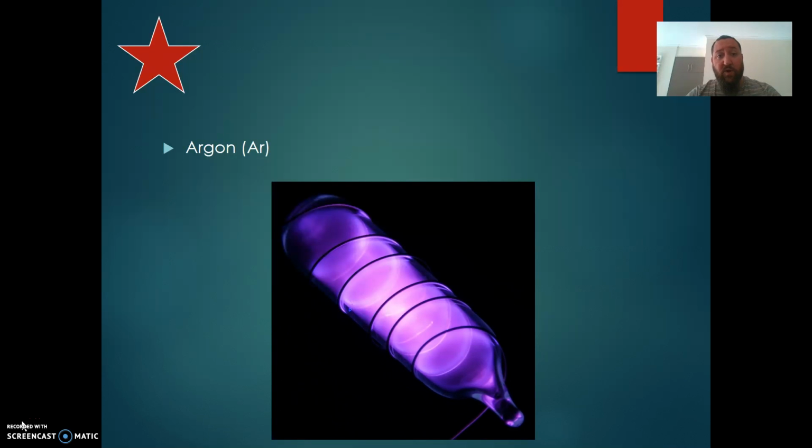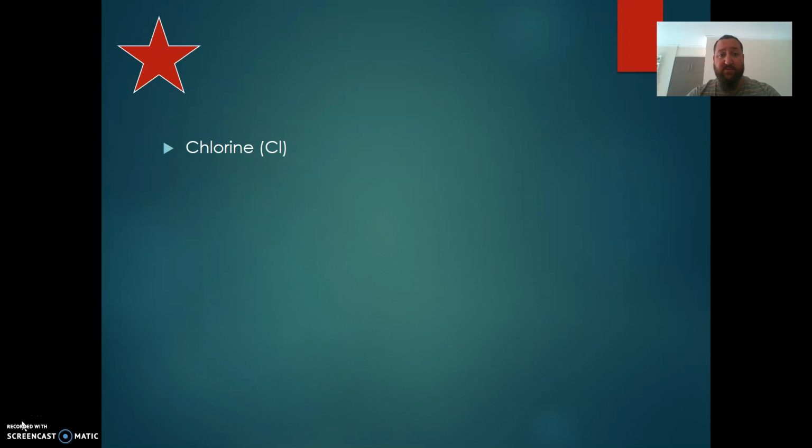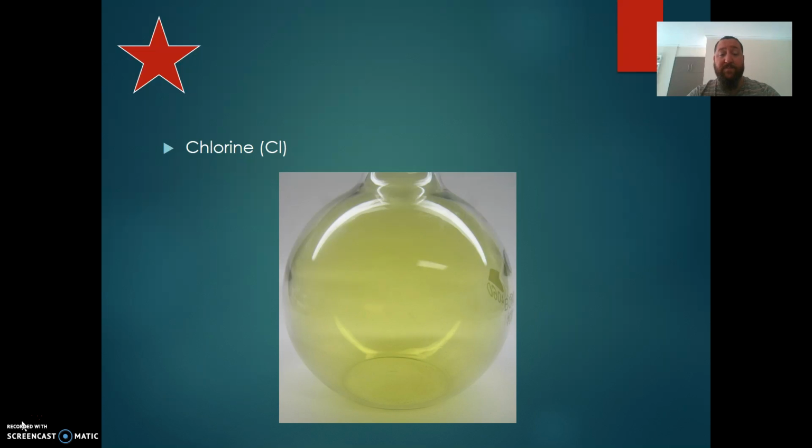Argon, one of our noble gases. Like all the noble gases, here you can see it glowing when it's been having electricity pass through it. Chlorine. Once again, another gas here. Chlorine is used in pool cleaning as well as some other chemical manufacturing, but the most common place you'll find it is actually in salt. It's half of the salt that goes on your table, sodium chloride.